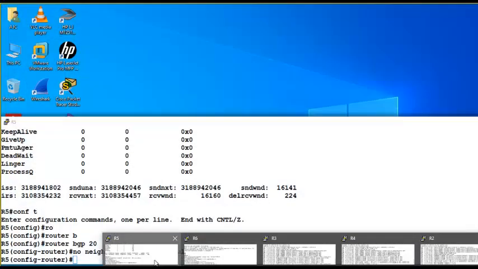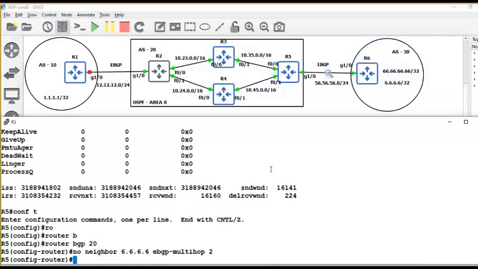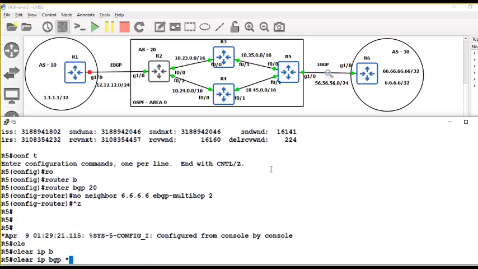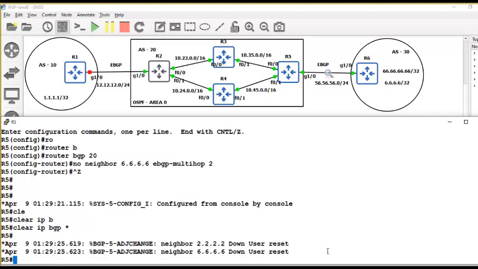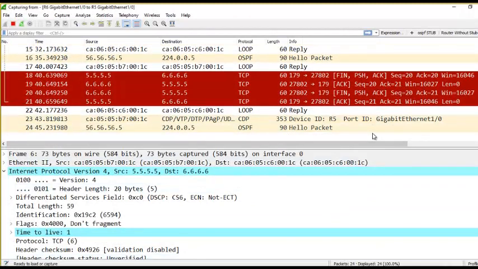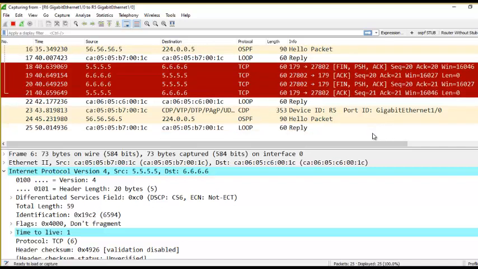First of all, let me clear BGP. I'll break the BGP neighbor. Clear IP BGP star. Now there won't be any packet going. No more TCP, no more BGP, because the rule that it needs to be directly connected is now on. Loopbacks are not directly connected.